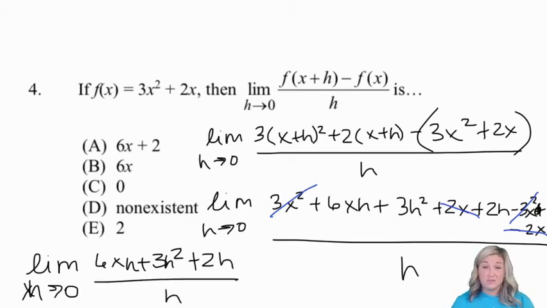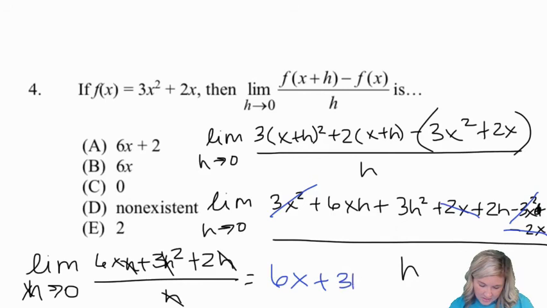Essentially, what you should get to at this point is that you can divide out the h. You should have a common factor of h. So this h divides out, and I am left with 6x plus 3h plus 2. If I sub in 0 for h, this becomes 0. So I'm left with 6x plus 2.